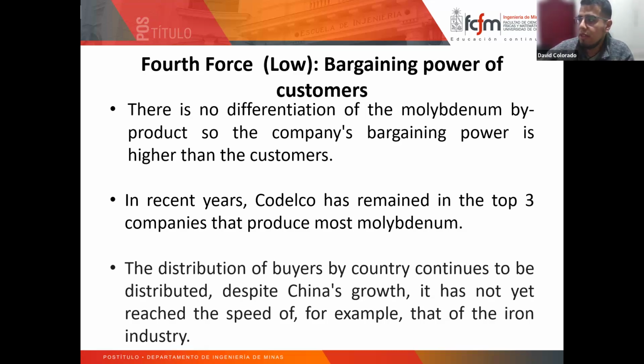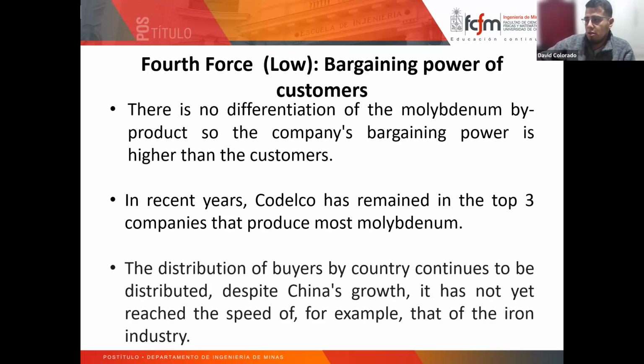In addition, molybdenum is considered one of the best metals to make metal alloys due to its physical properties that make steels more resistant. Therefore, it has few substitutes. Also, in recent years, Codelco has remained in the top 3 companies that produce the most molybdenum.